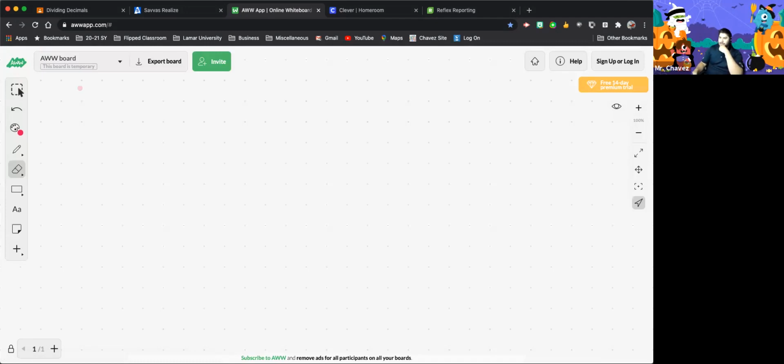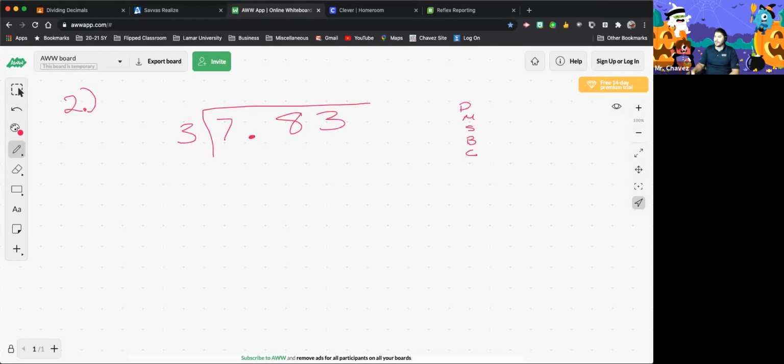Here's number 2. Here's our second example that we'll do. So we have 7 and 83/100 divided by 3. Let me go ahead and write my checklist again. Dribble my super basketball carefully.